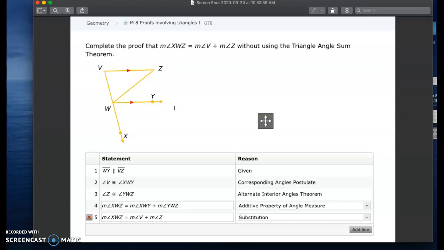But you could see same sort of situation going on, same reasoning, same idea when you're trying to prove that two angles are equal to another angle, particularly when you have an exterior angle and the remote interior angles without using the triangle angle sum theorem.